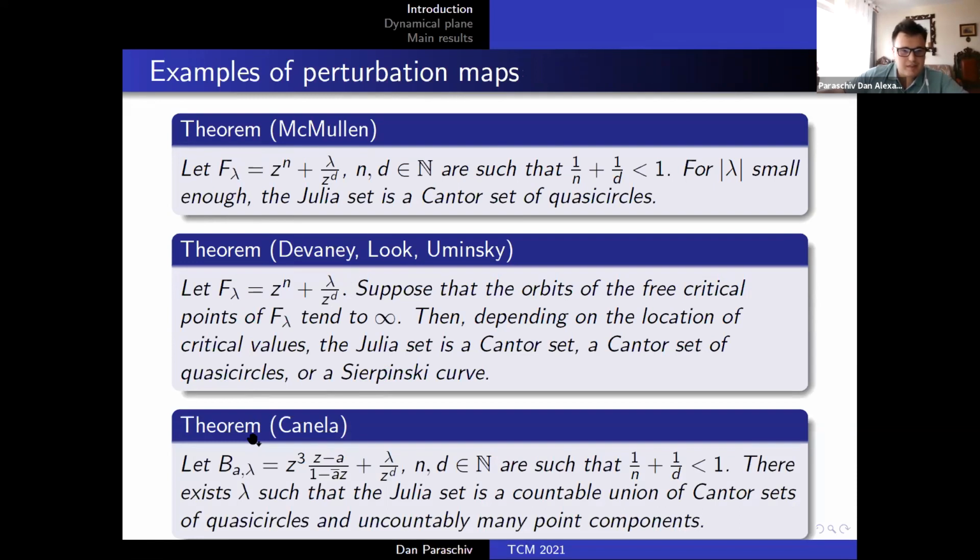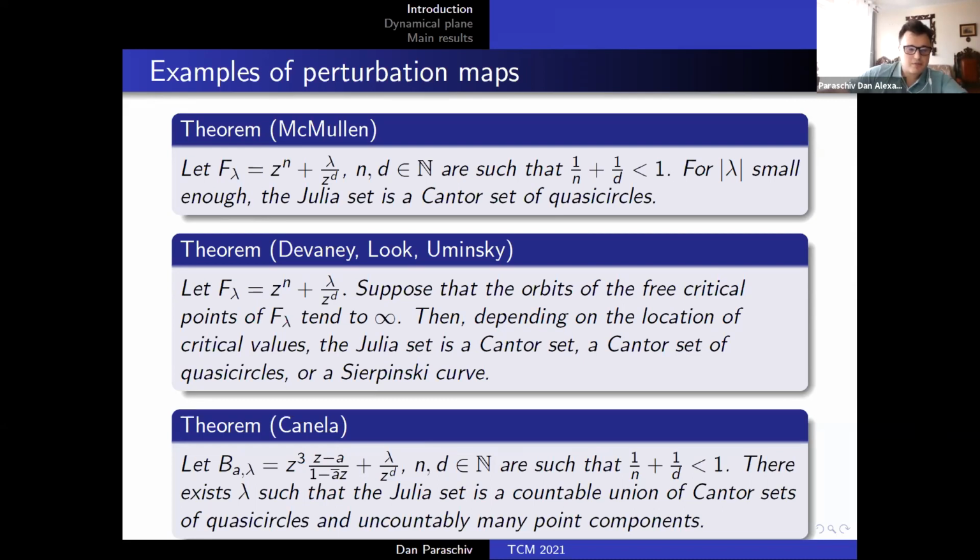And finally, recall that Blaschke products are holomorphic maps which map the unit circle to itself. For the Blaschke product of the form z cubed times (z minus a) over (1 minus a bar z), Jordi Canela has proven that there exist parameters lambda such that the Julia set is a countable union of Cantor sets of quasi-circles and uncountably many point components. Observe that all of these unperturbed maps have the unit circle as an original Julia set.